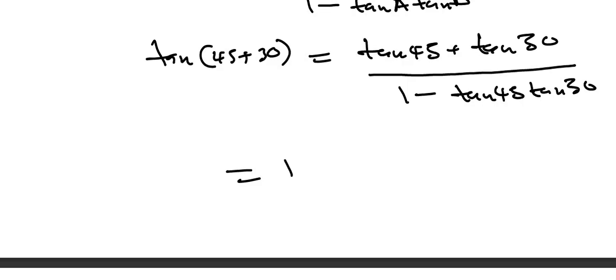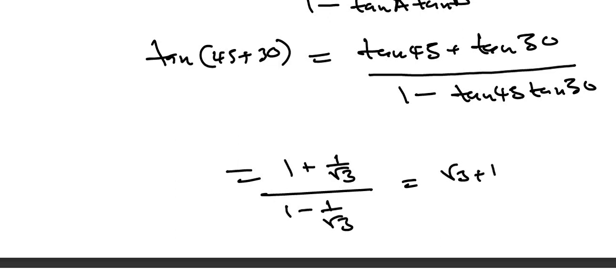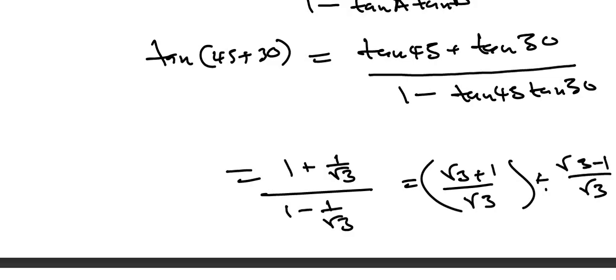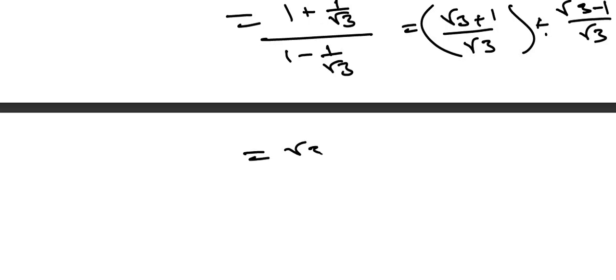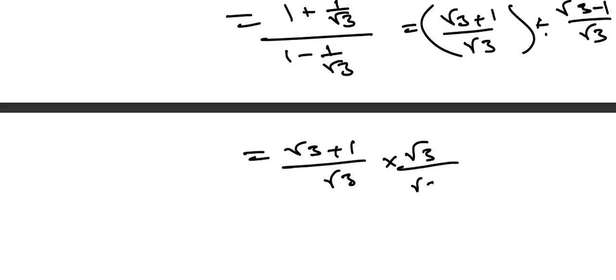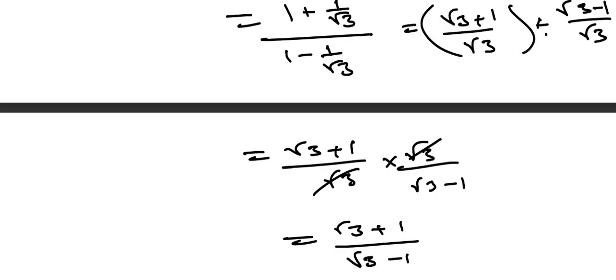Tan 45 is 1. Then tan 30, this is opposite over adjacent, should be 1 over root 3. So we're having 1 minus 1 over root 3. The guy on top is going to be root 3 plus 1 over root 3, divided by root 3 minus 1 over root 3. This now becomes root 3 plus 1 over root 3 times root 3 minus 1. This cancels. We have a root 3 plus 1 and a root 3 minus 1.